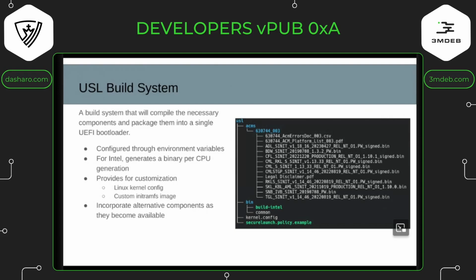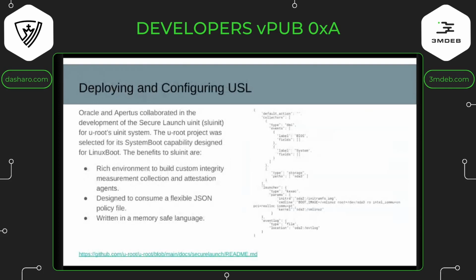I'm not going to go into too much detail on the build system, but this gives you an outline of what it is. It's just a set of scripts that can build within a container or right directly on your desktop that will build the components, package it into the RAM disk for you, and then generate a single binary. Once you have that binary, you then use it.